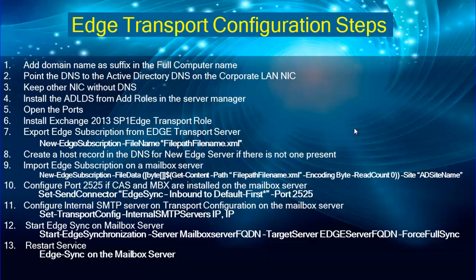Once you are at the 11th step, that's the maximum configuration you need to do. So it sounds pretty easy, isn't it? And it is pretty easy. Then you just have to do the full sync with the Edge server. So you run this command, Start-EdgeSynchronization, with the server name, the mailbox server FQDN, then the target is the Edge server FQDN, and the switch is ForceFullSync. Also restart the Edge sync service on the mailbox server. That will also ensure there's a push going for Edge synchronization.